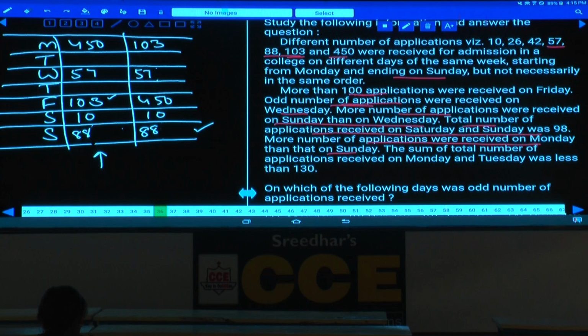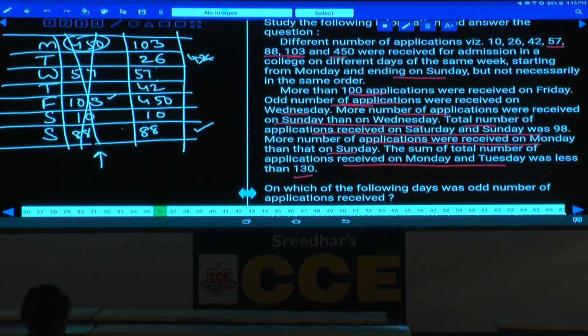The sum of the total number of applications issued on Monday and Tuesday was lesser than 130. Monday and Tuesday lesser than 130, hence Monday itself cannot be 450, and this case is completely ruled out, hence it must be lesser than how much? Lesser than 130. As it is lesser than 130, then what are the numbers left over here? 26 is left over, 42 is left over. Can this be 42? If it is 42, the sum of these two will be 145, it is more than 130, hence 42 cannot be here. As 42 cannot be here, 42 is here, and here it must be 26. Clear now? And these are the different number of applications received on 7 different days, starting on Monday and ending on Sunday.